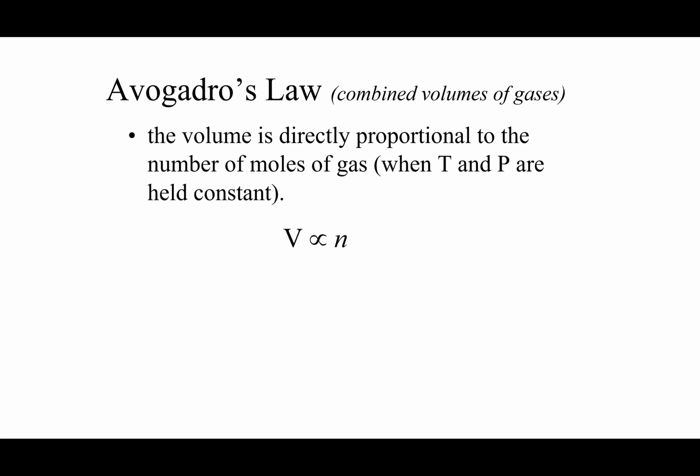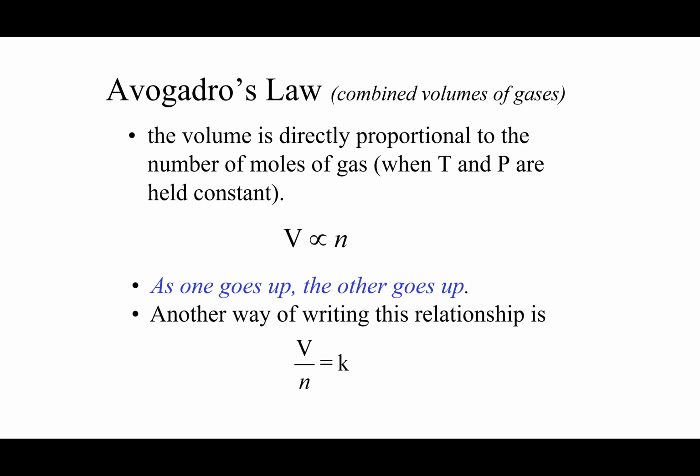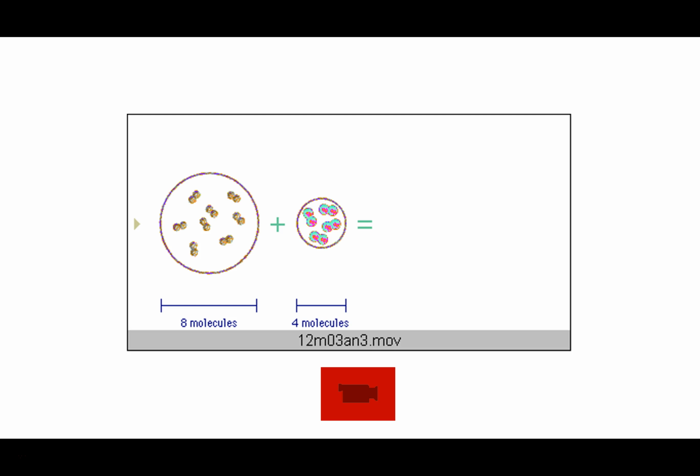And again, if we want to replace that proportionality symbol with an equal sign, we introduce a constant, and it looks like this, where the ratio of volume to number of moles is equal to some constant. So mathematically, as one goes up, the other goes up, one goes down, the other goes down, in the same way, so that constant is a constant. We looked at those three laws.